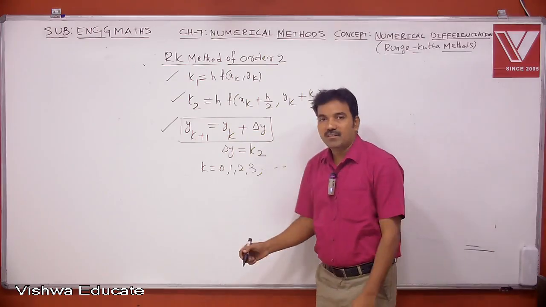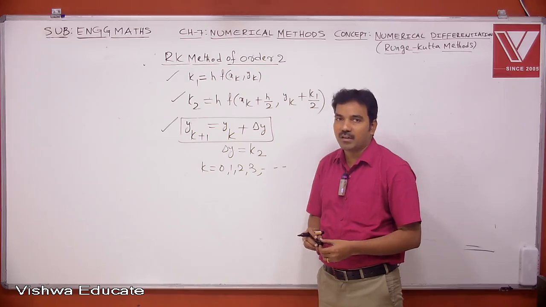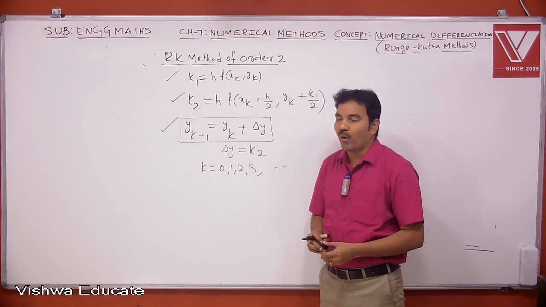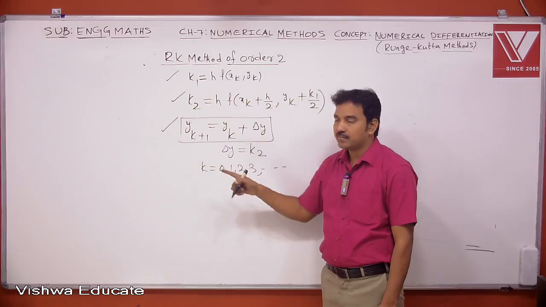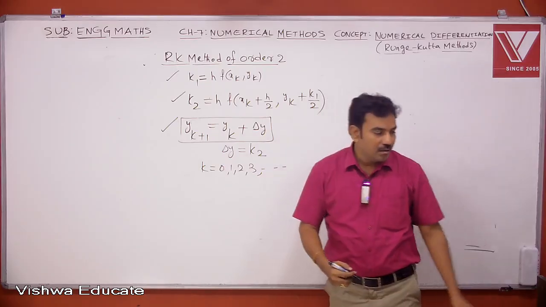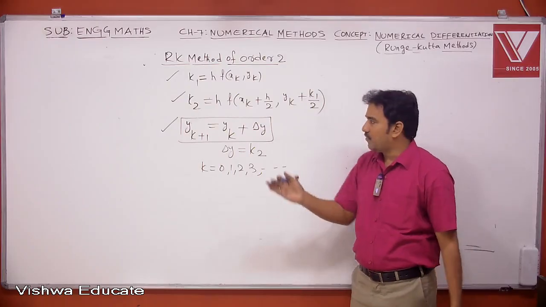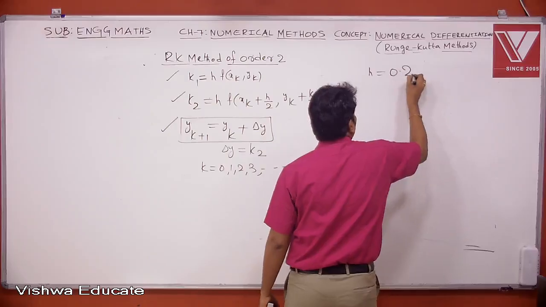Note this point. Here every iteration requires two values k1 and k2. Hope you understand this. So suppose in the examination, suppose the h value is 0.2.